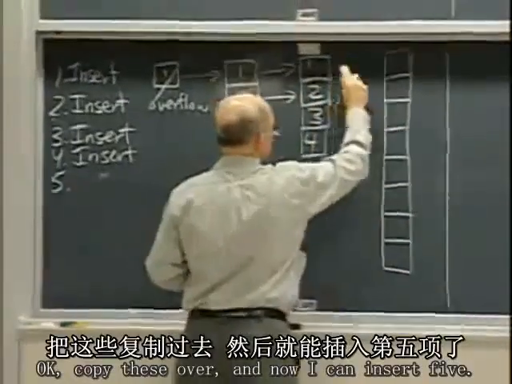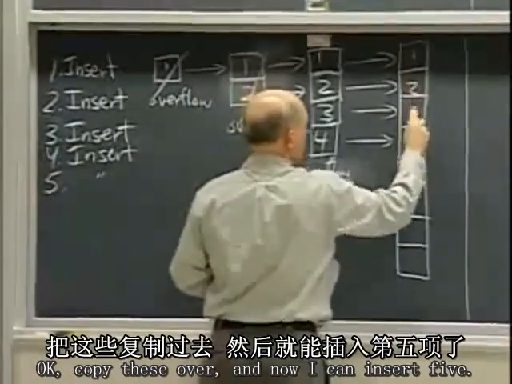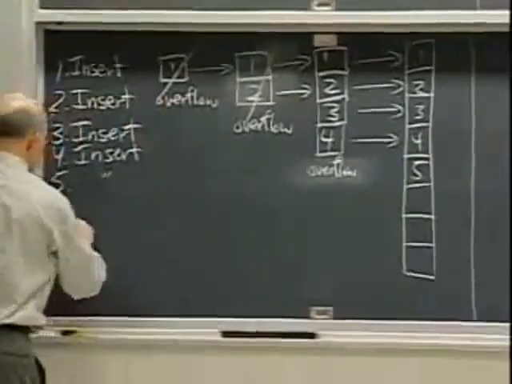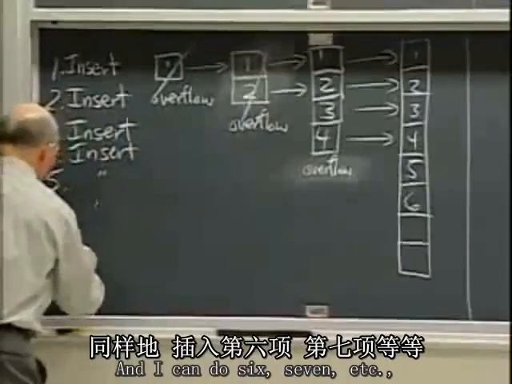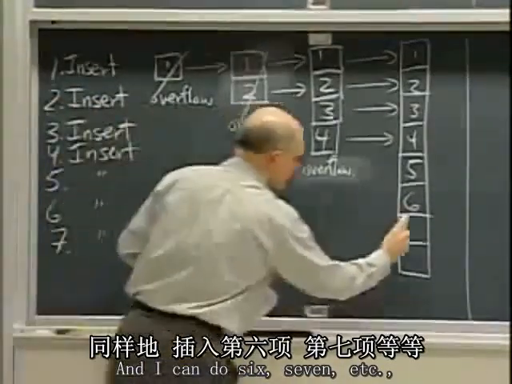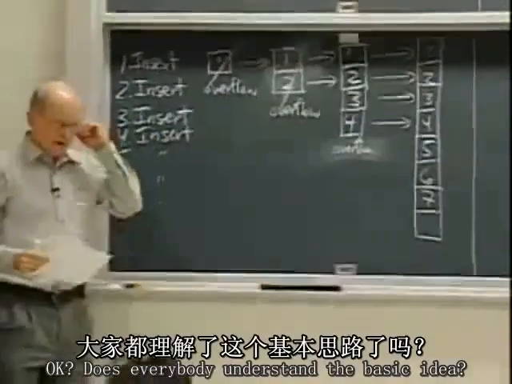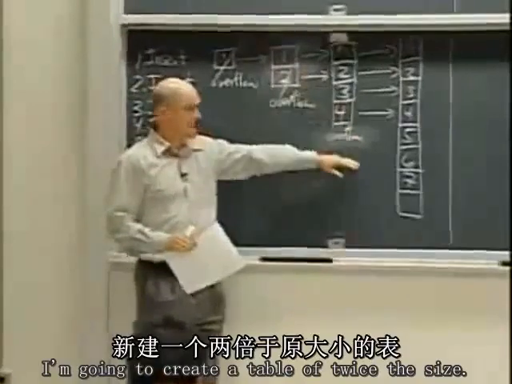Okay, copy these over. And now I can insert 5, and I can do 6, 7, etc. Okay? So everybody understand the basic idea. Whenever I overflow, I'm going to create a table of twice the size.